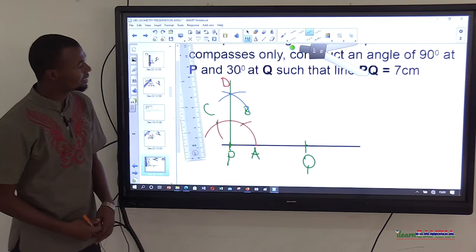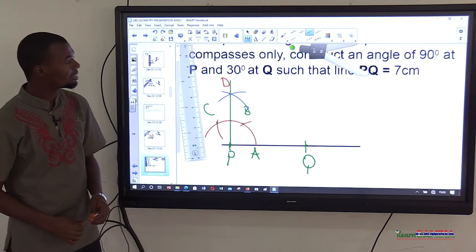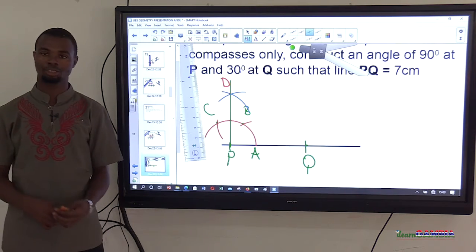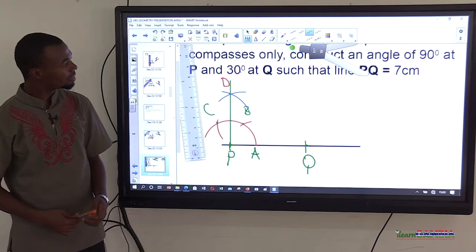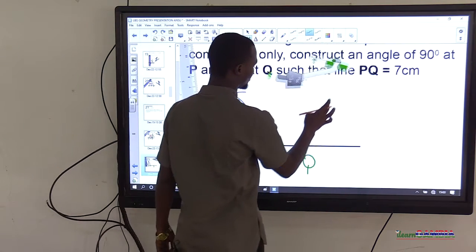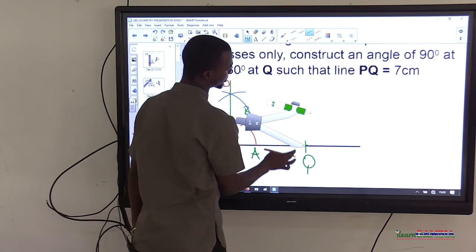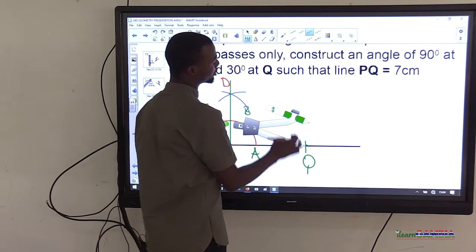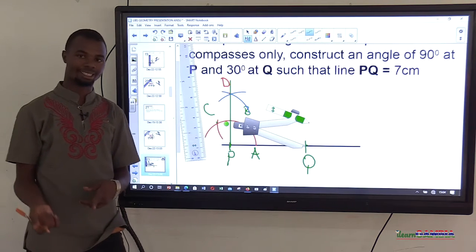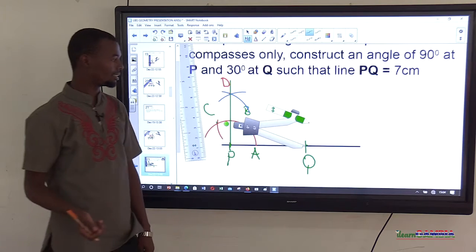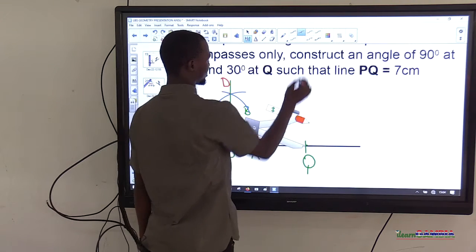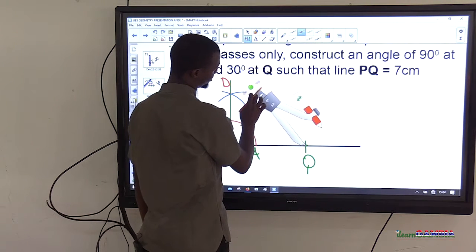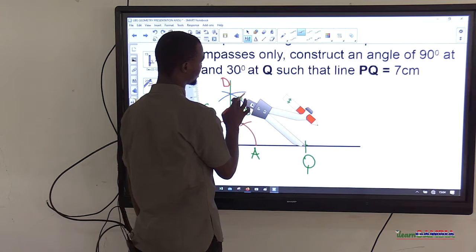Now the second part is to construct 30 degrees at Q. We do the same thing. You also learned how to construct 30 degrees in the previous lesson. So we bring the compass point to Q, where we will construct the 30 degrees, and open to any convenient radius. You will construct 60 degrees and bisect it to get your 30 degrees. We'll draw an arc to get the 60 degrees first.